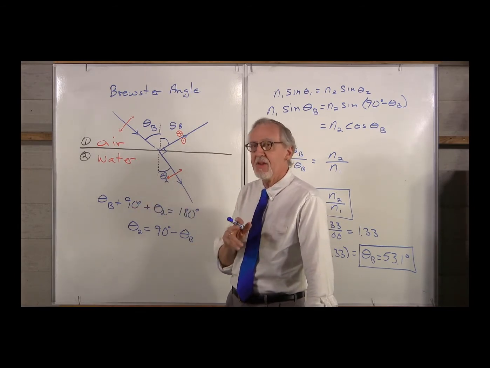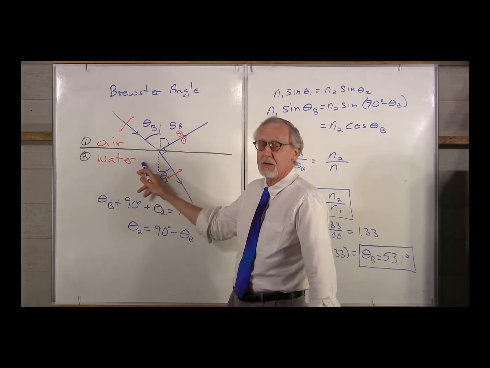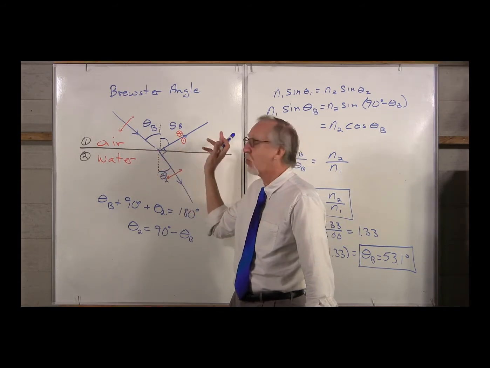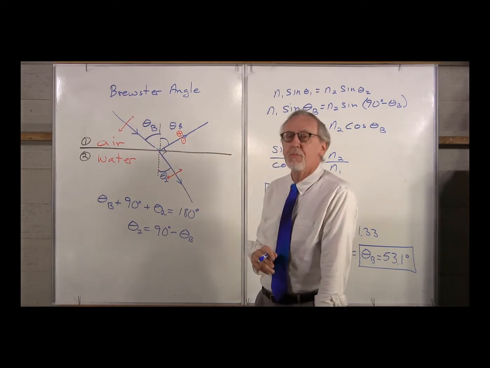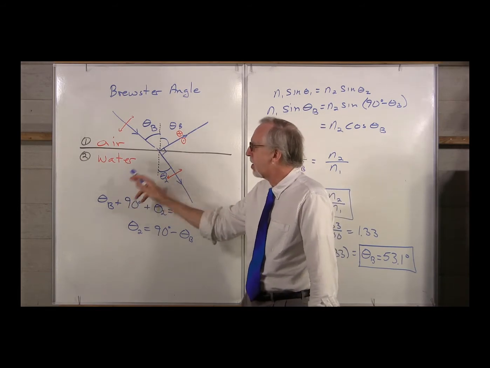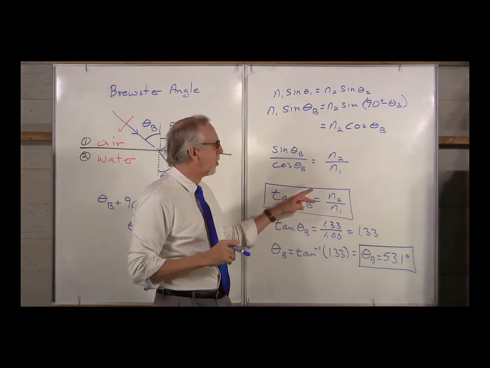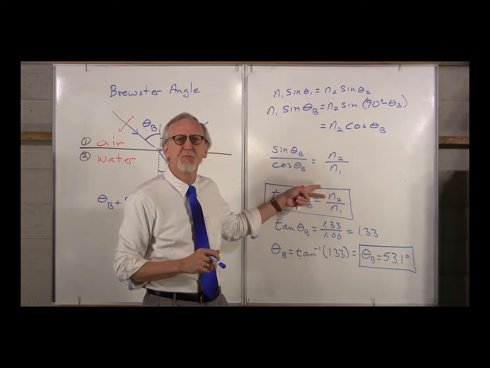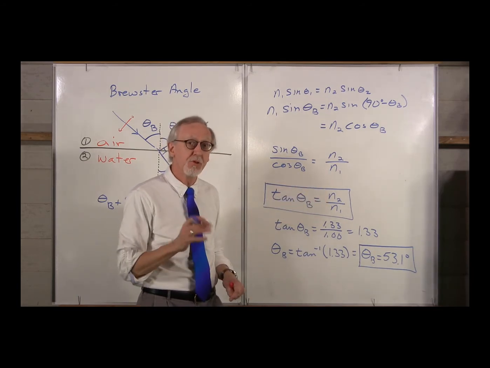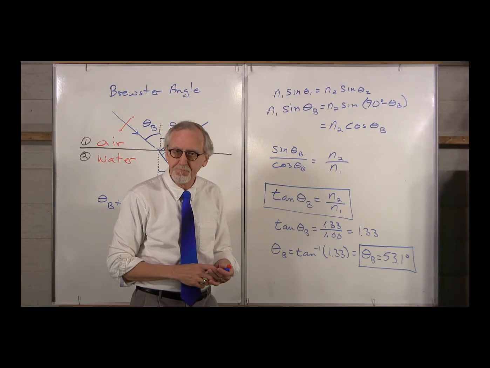You can have a Brewster angle for a ray in air bouncing off water, but you can also have a Brewster angle for a ray in water bouncing off air. So you do have to be careful. It's not always going to be the larger on top or the smaller on top or something like that. With the Brewster angle, you can have either one.